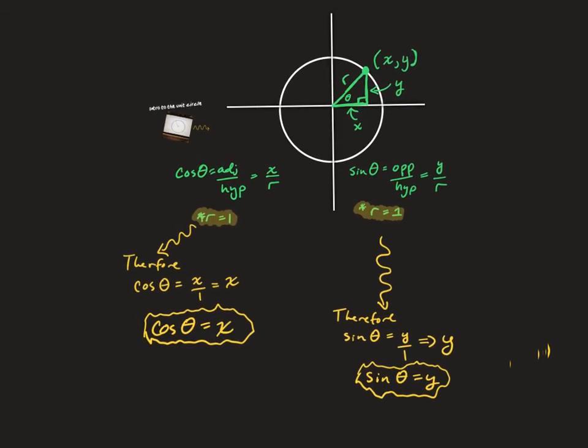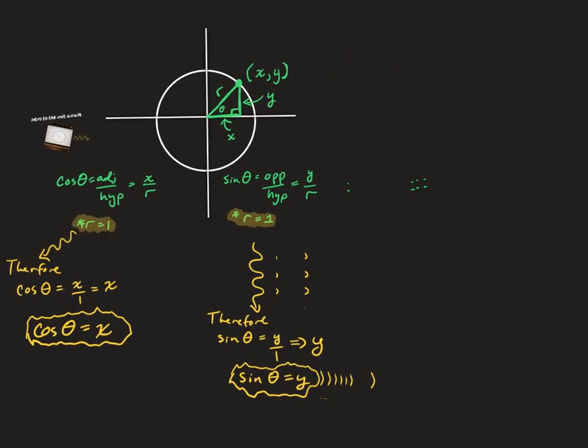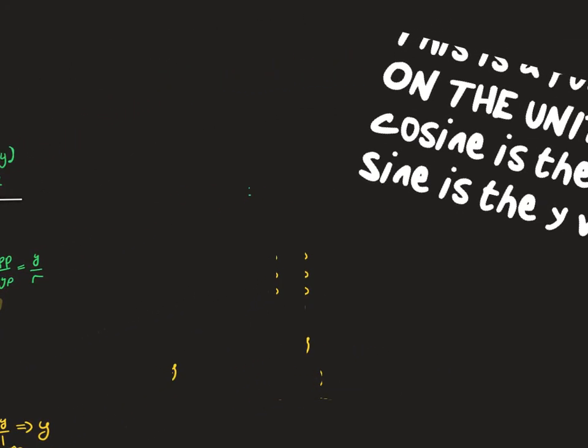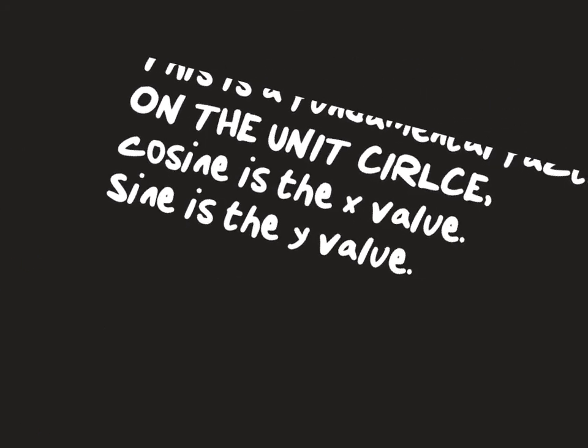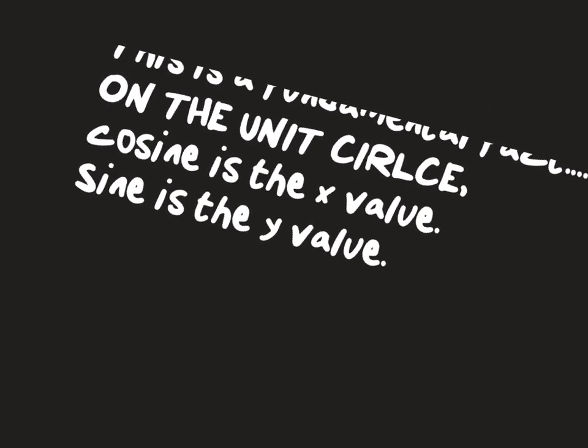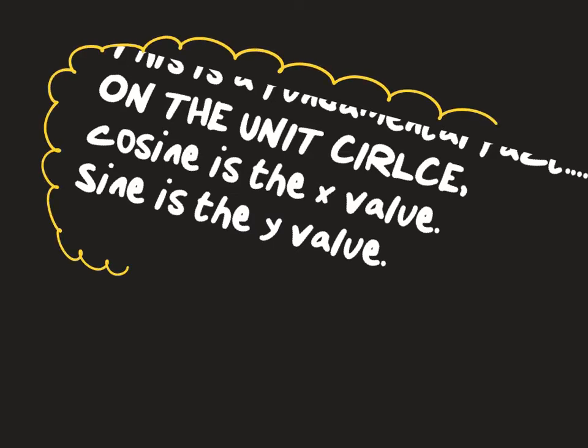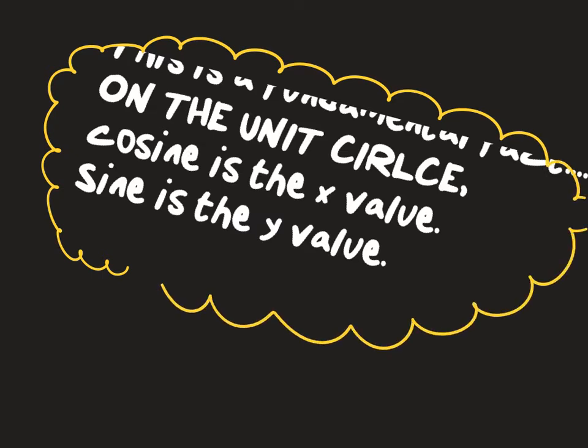So if we zoom back out, what we're looking at is where our first two definitions for the unit circle come from, sine theta and cosine theta. So this is a fundamental fact on the unit circle. Cosine is the x value, sine is the y value. Very important. Cosine is the x value, sine is the y value.